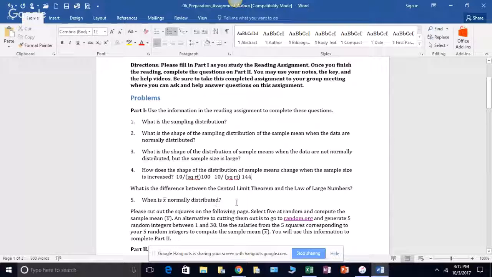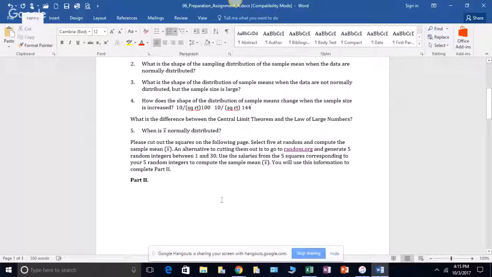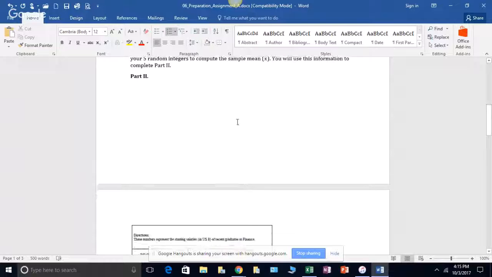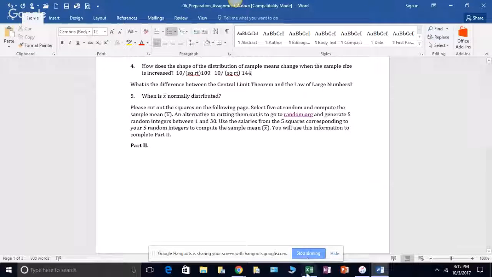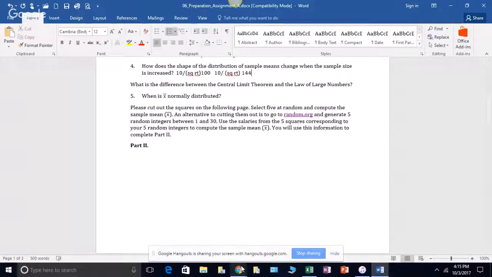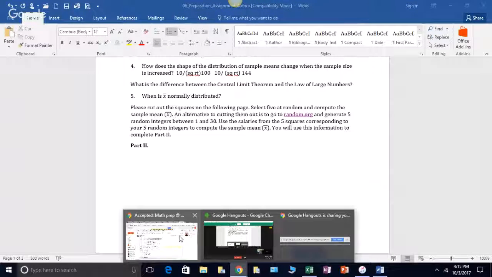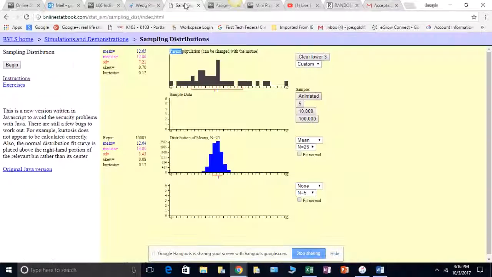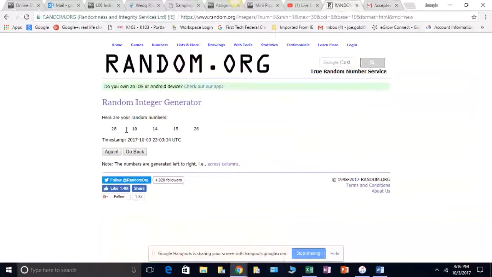All right. So part 2 talks about random. If you wanted to play the game, I actually did this. I opened up random.org, and these were my numbers that were given. And then you look on the key.